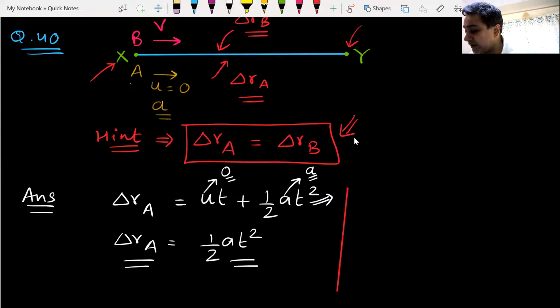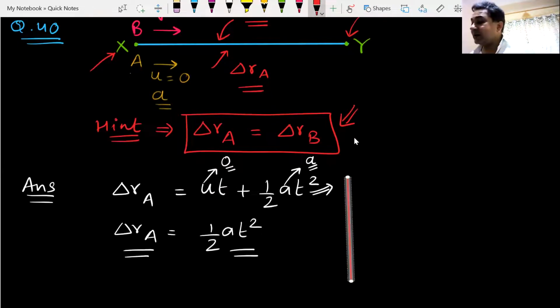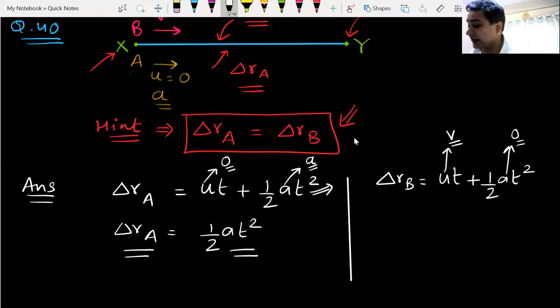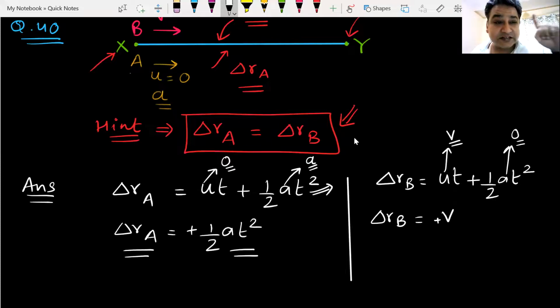Now, since we have calculated the displacement of body A, let us now quickly find out the displacement of body B. Again the same formula, ut plus half at squared. But here, initial velocity is given as v, time is same. But the acceleration is 0 because the body is moving with a constant velocity. So displacement of the body B is v into t.